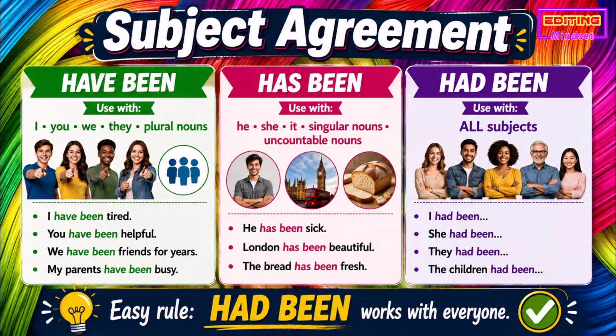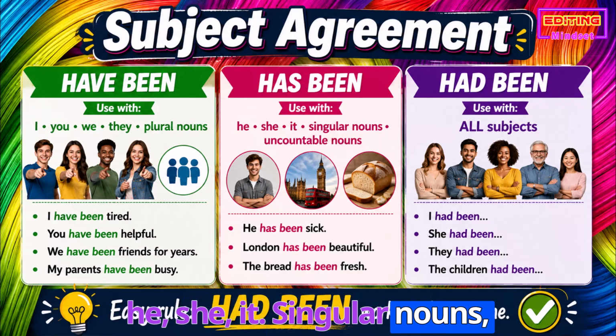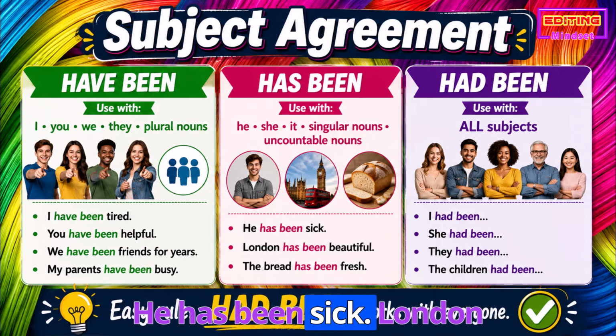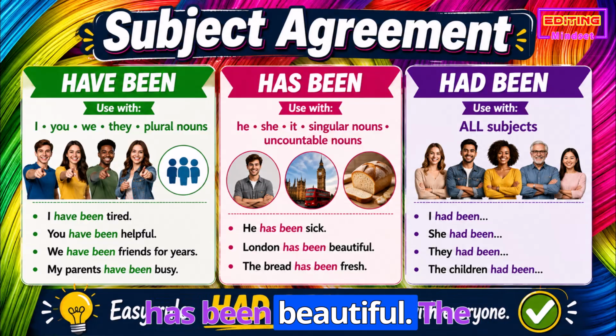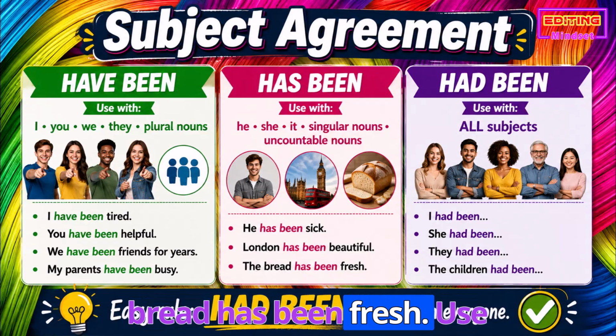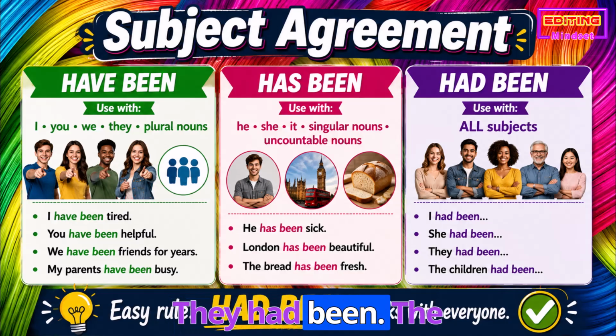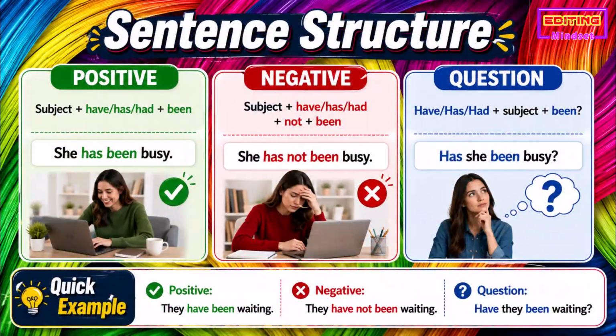Use with he, she, it, singular nouns, uncountable nouns. He has been sick. London has been beautiful. The bread has been fresh. Use had been with I, she, they, the children.